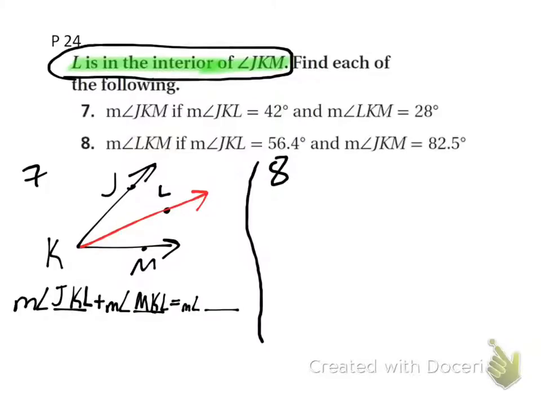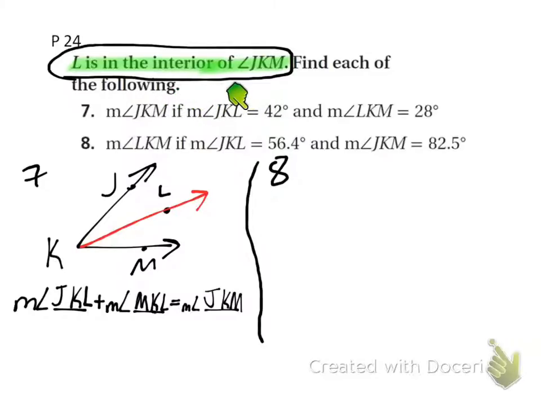We've got the two angles: angle JKL, the measure of angle JKL, plus the measure of angle MKL, those are the two smaller angles, equals the total big angle, the measure of angle JKM. And now we're going to look at what we have in this equation, and we're going to try to find values to substitute in for them.